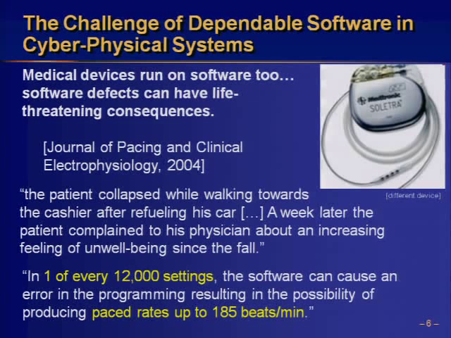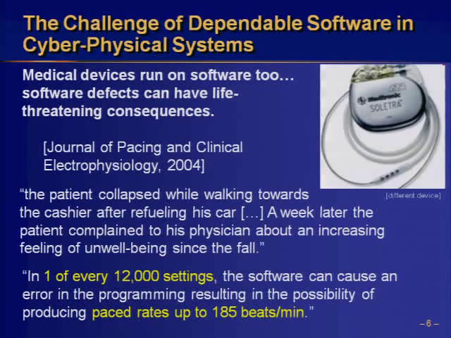a timing error, and it would cause the pacemaker to pace at rates up to 185 beats per minute, so faster than the prescribed pacing rate for that patient. So this is a case where there is a timing error in the code that results in incorrect operation with potentially life-threatening consequences. So cyber-physical systems is the second area that I will talk about in this talk, and in particular I'll talk about the challenges of verifying timing-related properties in these systems.